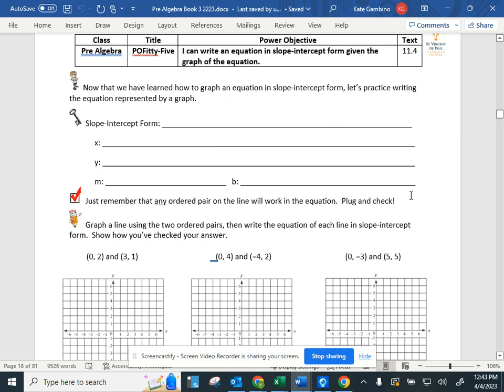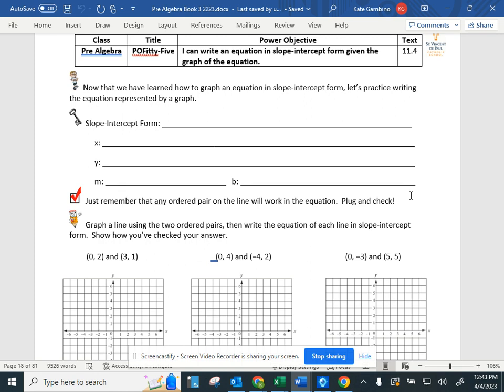Good afternoon. Today we are continuing with slope-intercept form. It is such an important concept for us to know. This is a PO, a power objective, PO55. So of course Mr. Schultz is going to make PO55 his really powerful objective. So we really need to understand it.